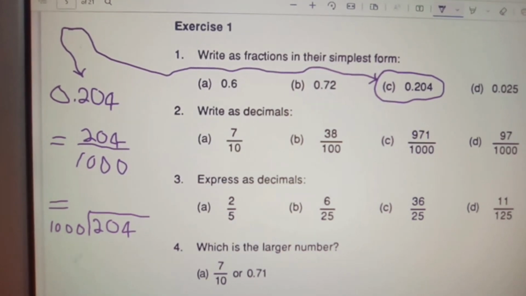Now what is that going to do for us? Well, 1000 into 204 cannot go, so we have to put a naught up here. Okay, and we put a decimal point.